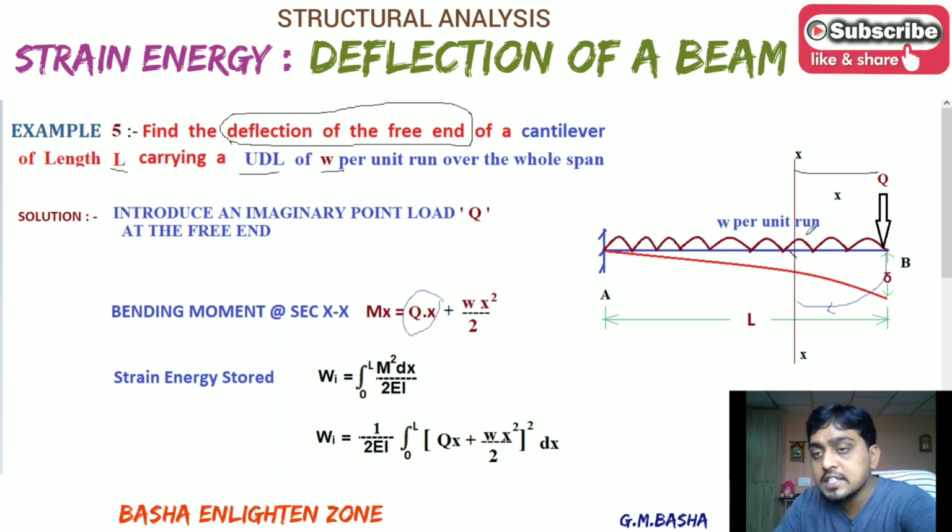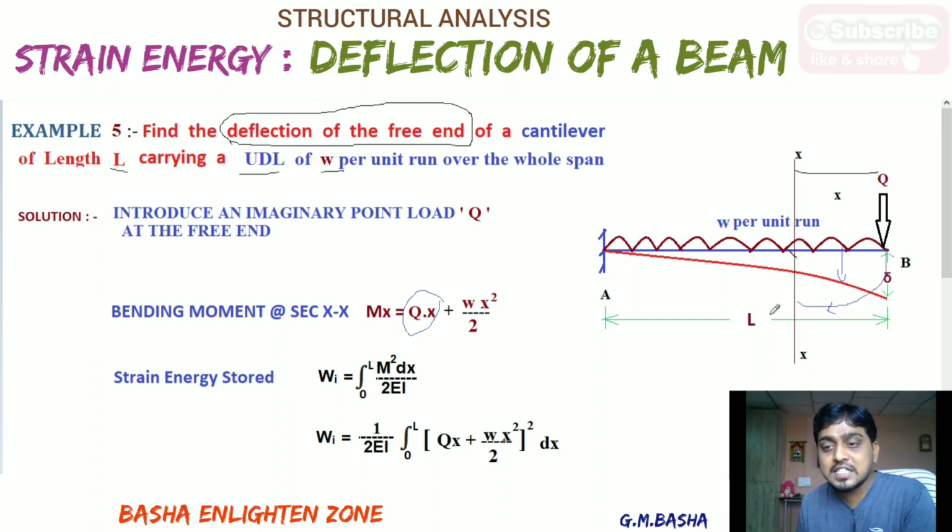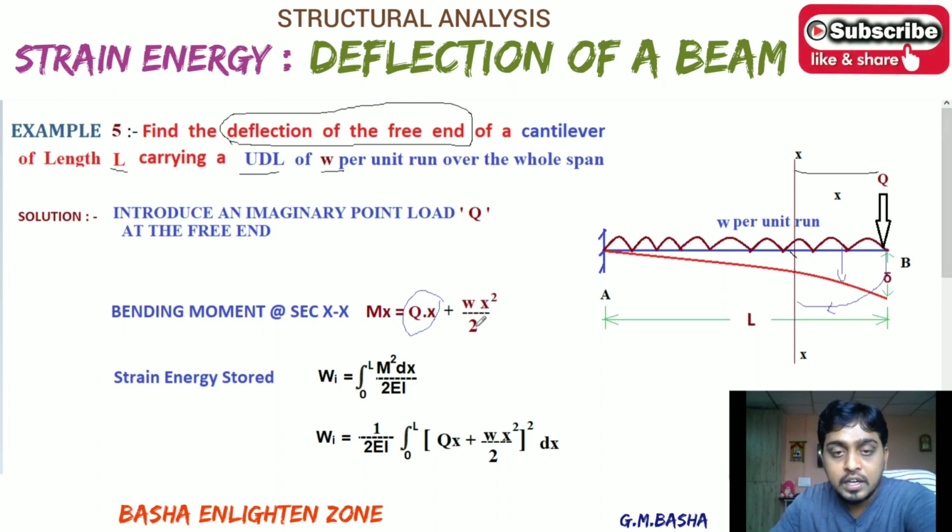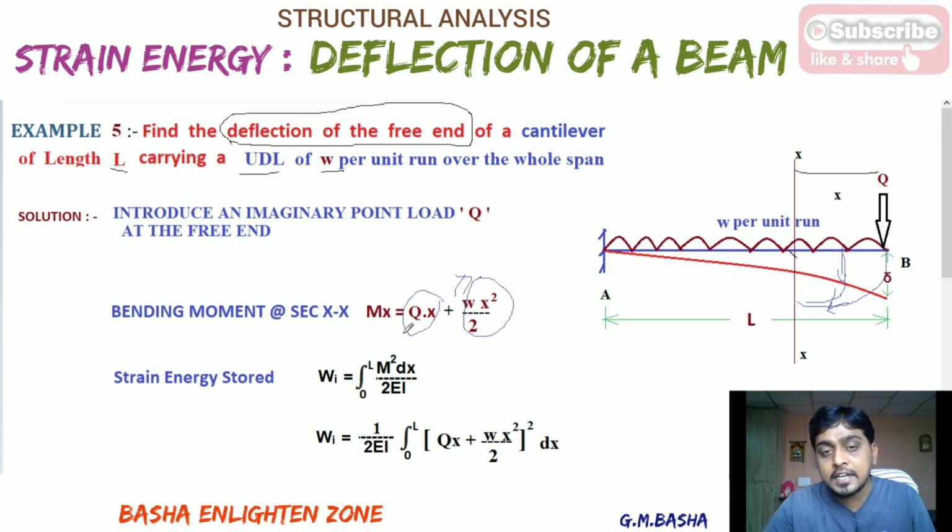Next one is the uniform distributed load in the span length of X. This is also acting downwards, so therefore W into X into X by 2. So W into X is the load, and the distance is X by 2, half of the distance for the UDL, that is WX square by 2, and this is also acting clockwise towards section X, therefore I am taking positive here, for both will be positive. Therefore bending moment at section X will be Q into X plus WX square by 2.